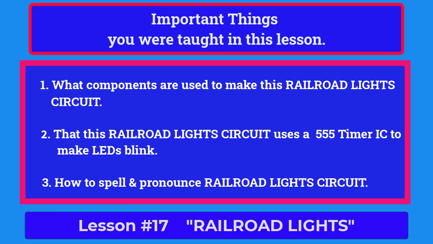Here are some important things that you were taught in this lesson. 1. What components are used to make this railroad light circuit? 2. That this railroad light circuit uses the 555 timer IC to make LEDs blink. And 3. How to spell and pronounce railroad light circuit.